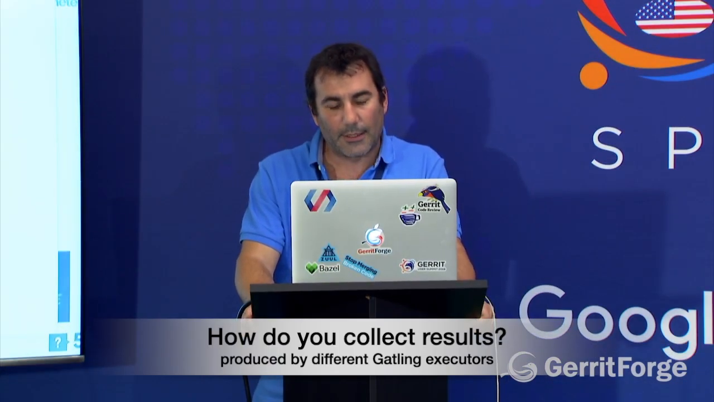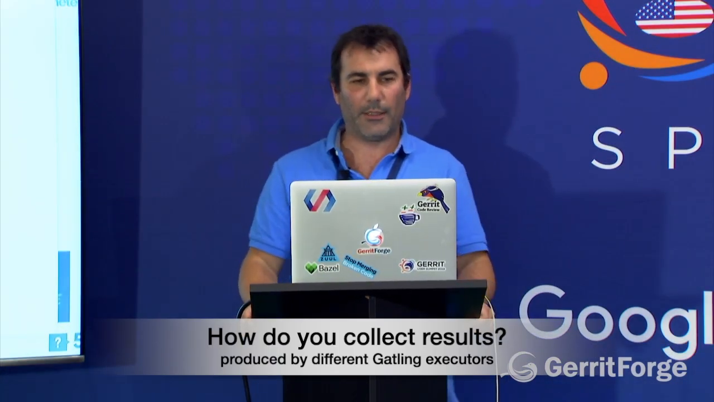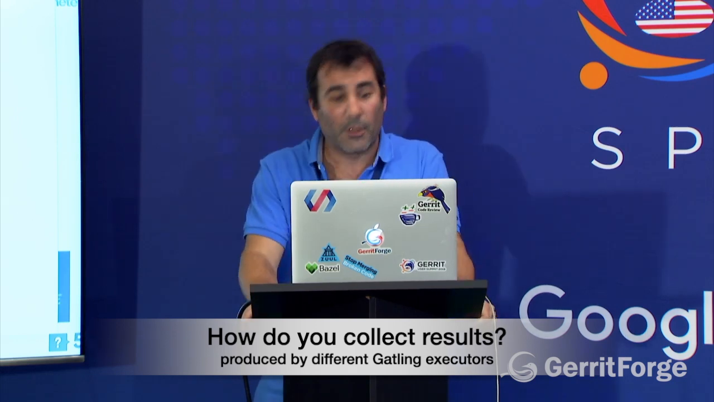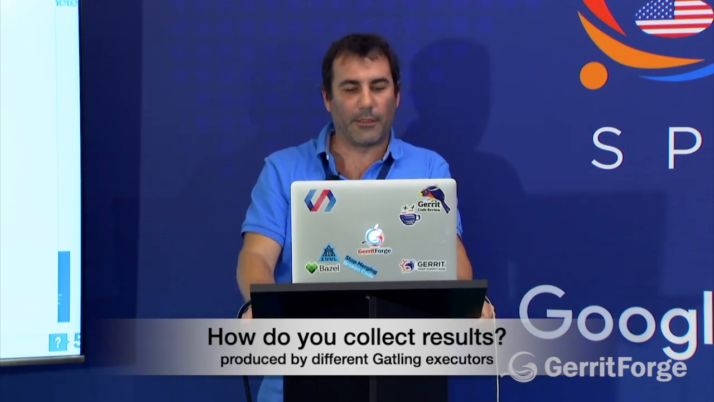How do you collect results produced by different Gatling executors? The nice way of doing it is in Jenkins, basically having a separate job that is aware of the executors where you're running your load test, and just goes and fetches all the artifacts of each run and creates the results out of it. Now this is the nice way of doing it. It's a bit tricky in Jenkins, I have to admit.